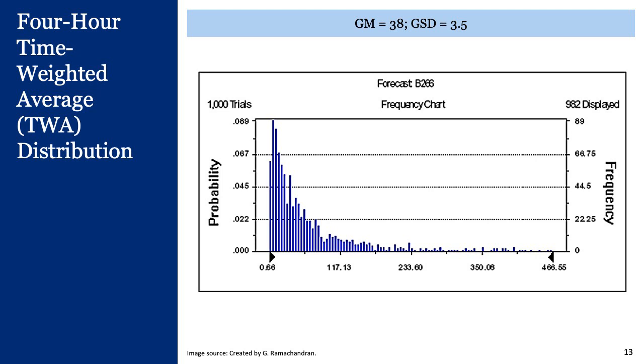If we now run through a Monte Carlo simulation with 1,000 trials, what I'm showing here is the output of the Monte Carlo simulation. On the x-axis, we have the actual airborne concentration. On the y-axis, we have the probability density function. And the histogram are the realizations of the Monte Carlo simulation. What we are saying is that the geometric mean for this is 38 and a geometric standard deviation is 3.5. So this is well within the threshold limit value for xylene of 435 milligrams per cubic meter.